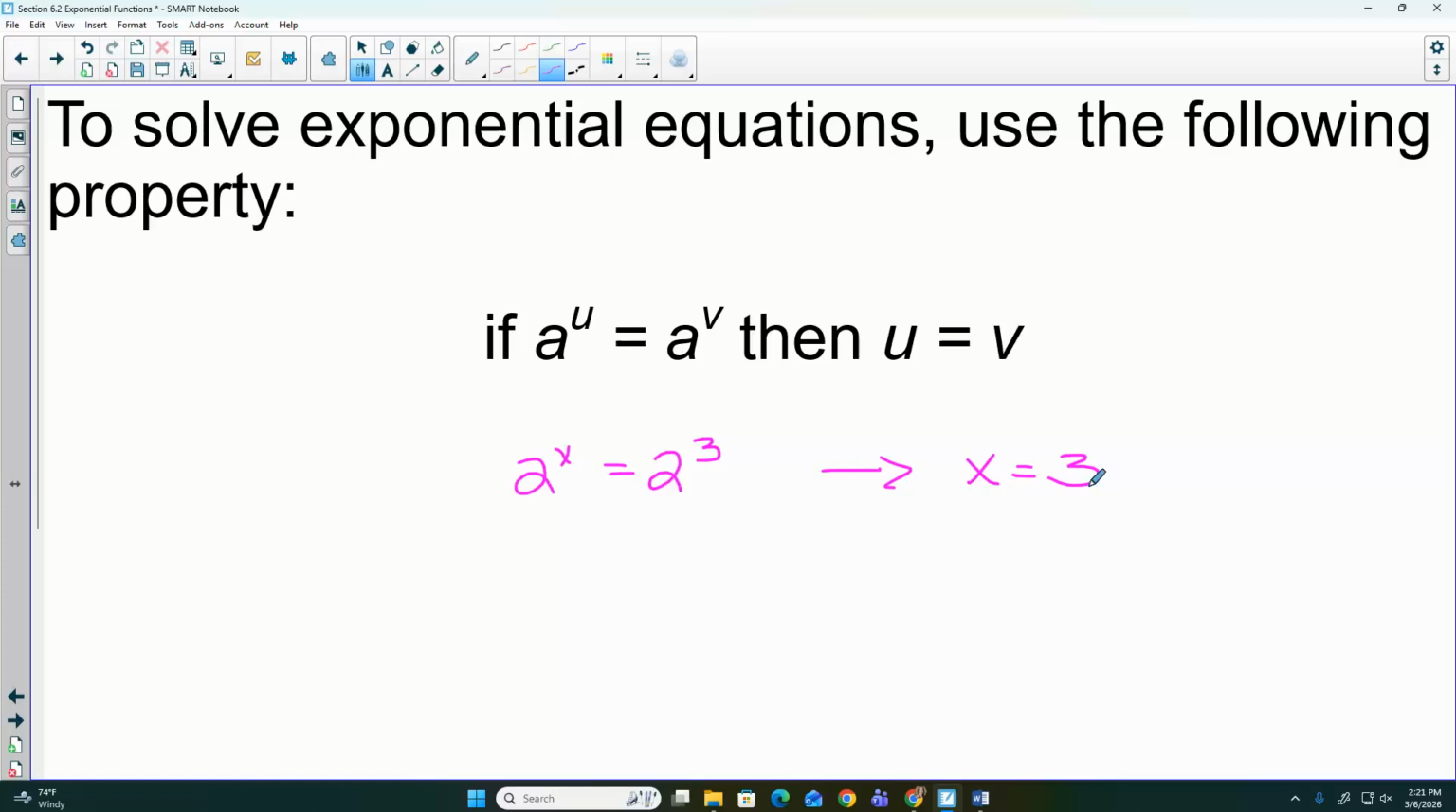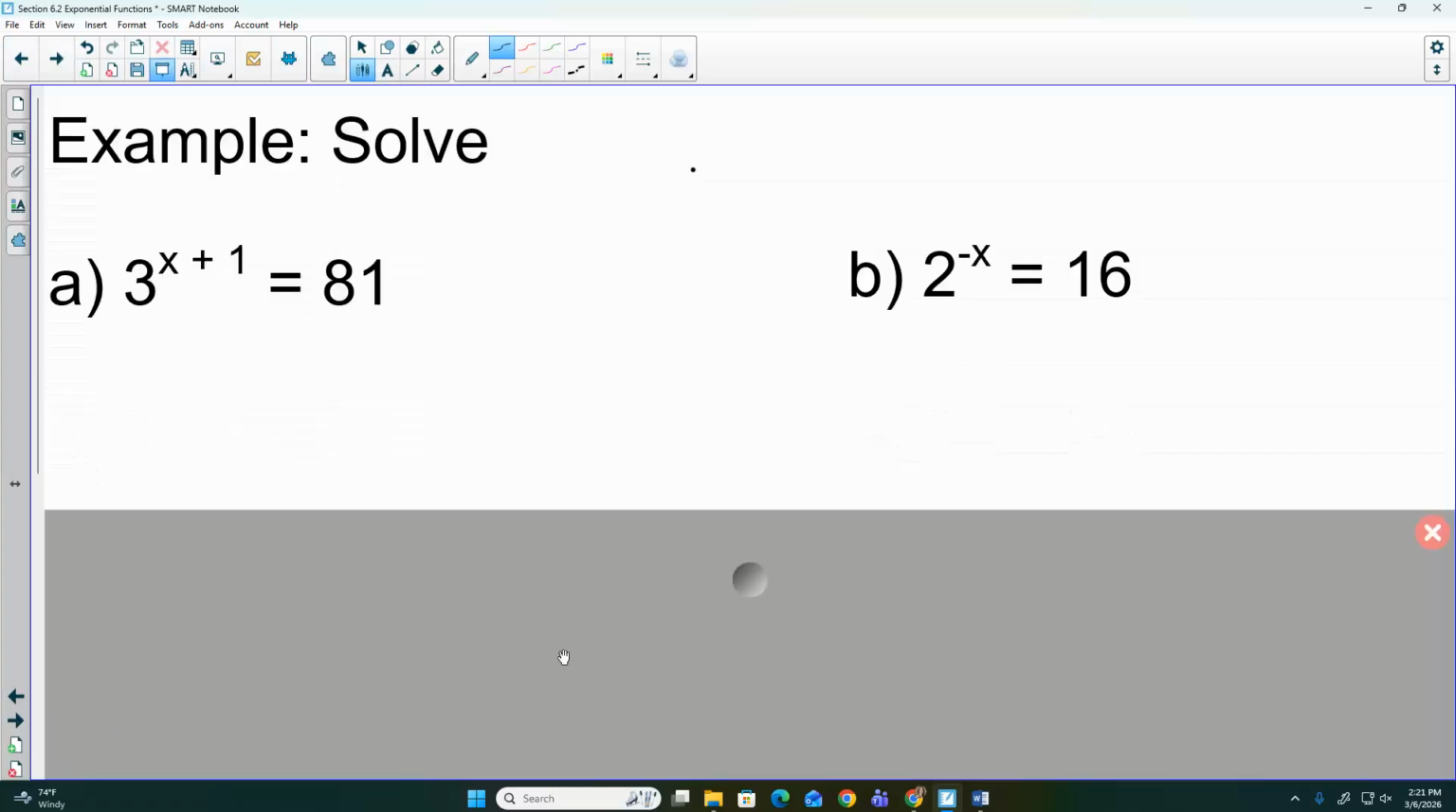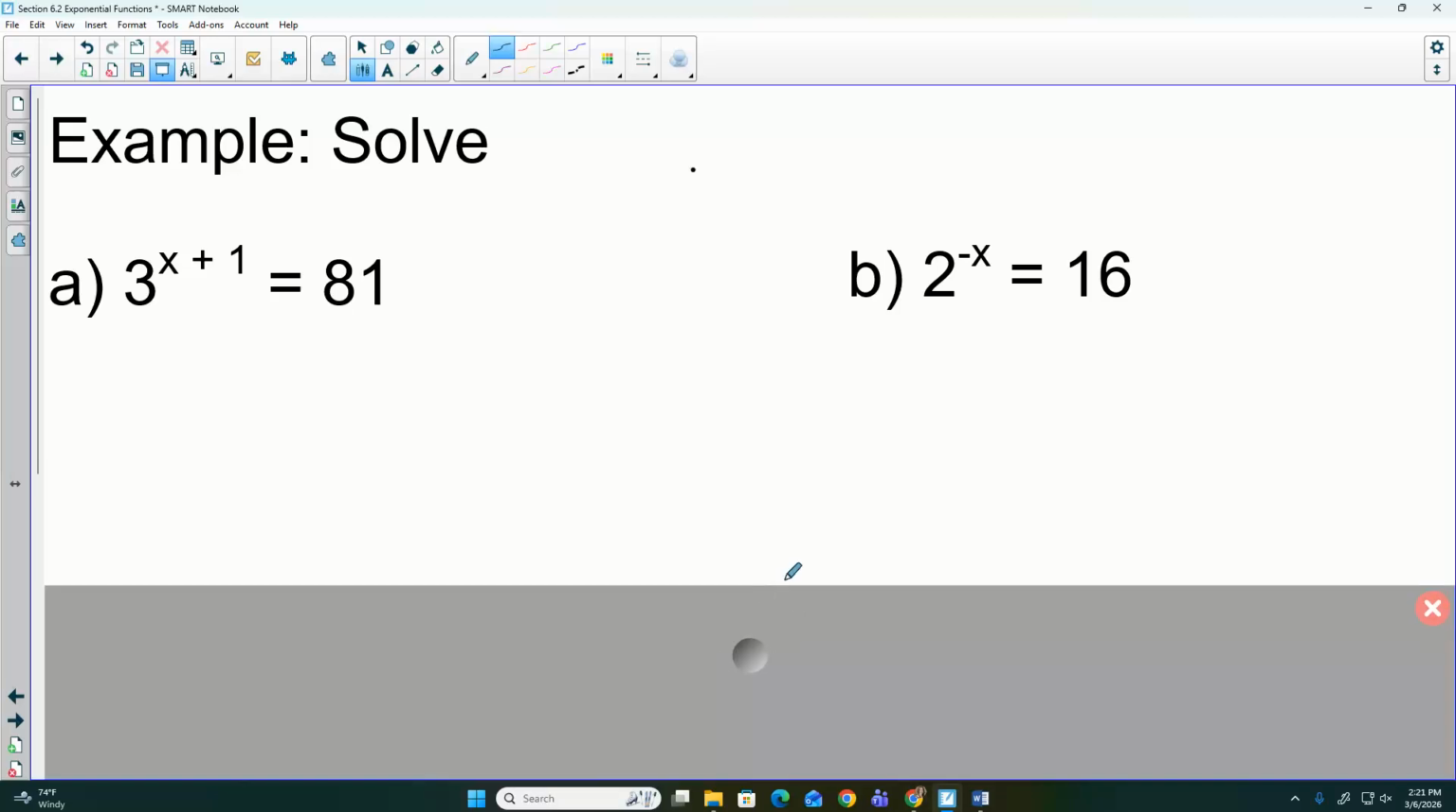So, you did some of these last year, I believe, so maybe it'll be familiar. We're just going to jump right in with examples. And this is all we're doing today, working problems that we can use this property for.